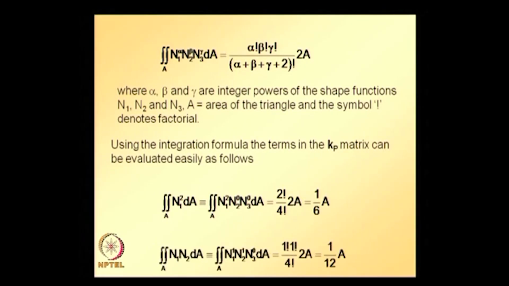Similarly, the product n1 n2 integrated over the triangular region can be written as n1 power 1, n2 power 1, n3 power 0. That means alpha is equal to 1, beta is equal to 1, gamma is equal to 0. Substituting all this information into the formula, we get 1 factorial times 1 factorial divided by 4 factorial times 2a, which can be simplified as a over 12. So, in this manner we can carry out integration of all the components, and the Kp matrix can be obtained by plugging in all these integrals.